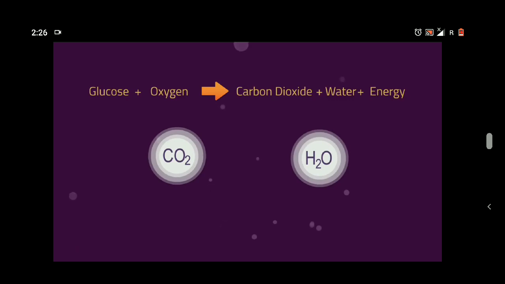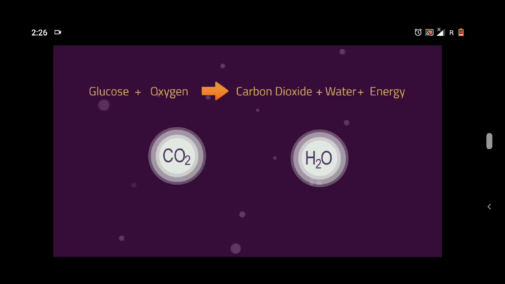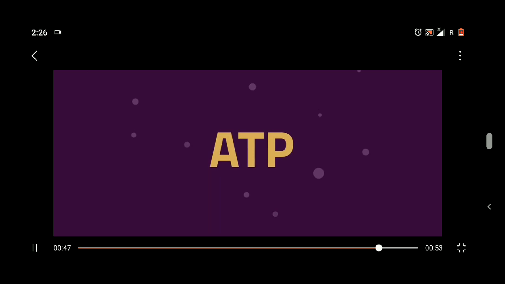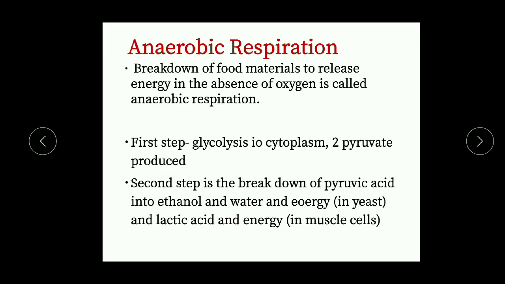Now, let's know about anaerobic respiration. The breakdown of food without the oxygen is known as anaerobic respiration. First step again happens in cytoplasm where 2 pyruvate is produced. Second step is breakdown of pyruvic acid into ethanol and water and energy. Anaerobic respiration happens at the time of adversity where oxygen is not available. It generally happens in yeast or in our muscle cells when we do some heavy exercise or run.